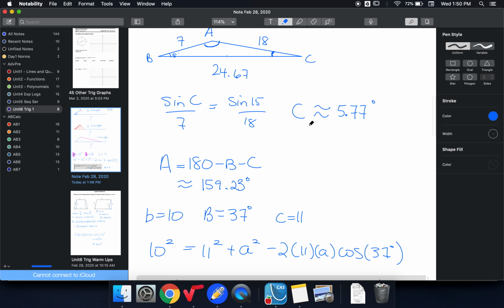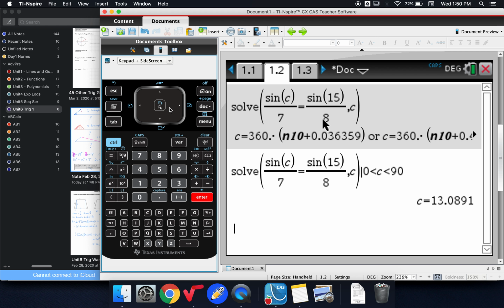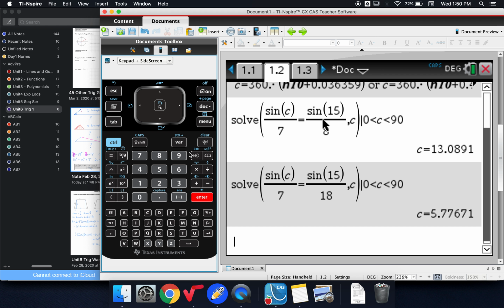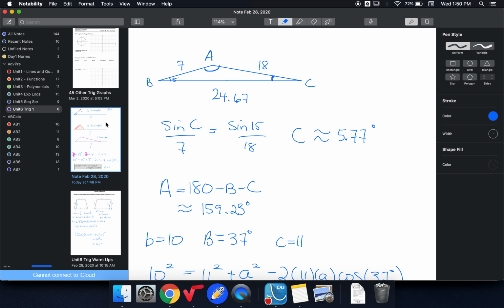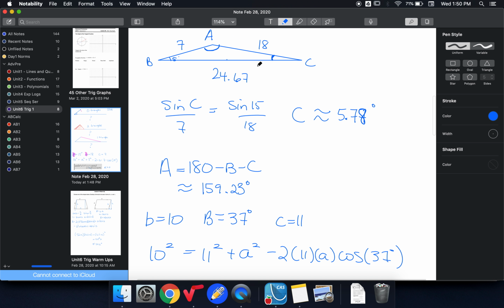So angle, did I do something wrong? Oh, it should have been 18. Okay, over 18. And we get 5.78 degrees. We always want to give our angles to the nearest tenth, whether in degrees or radians. And then I can just use the idea of my triangle to add them up and solve.